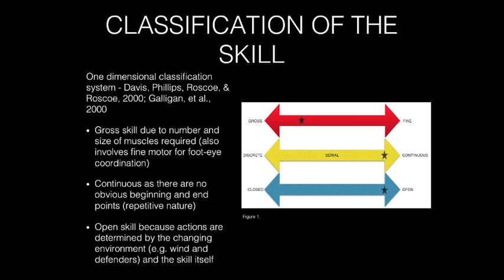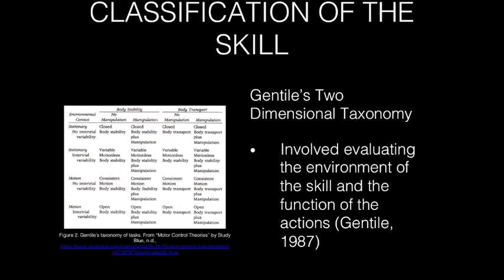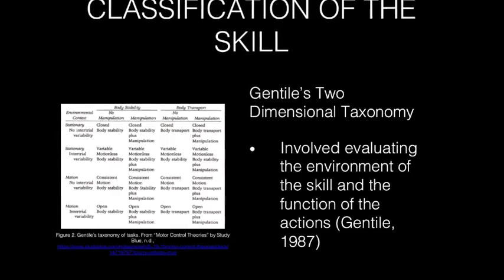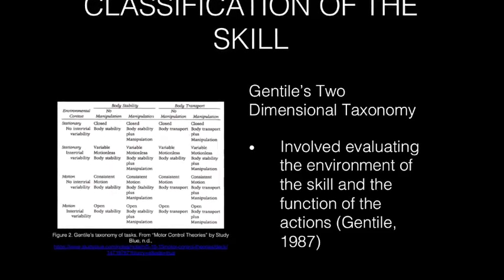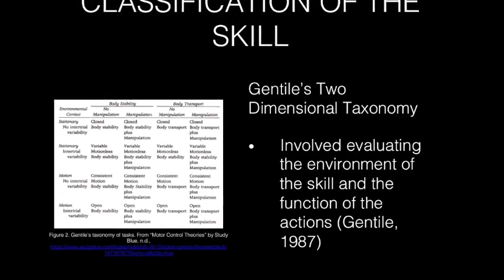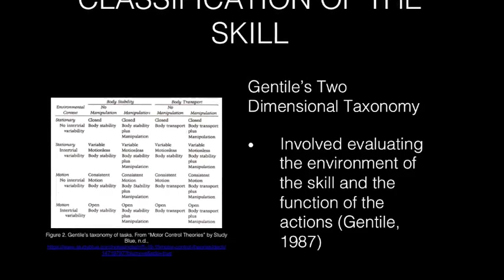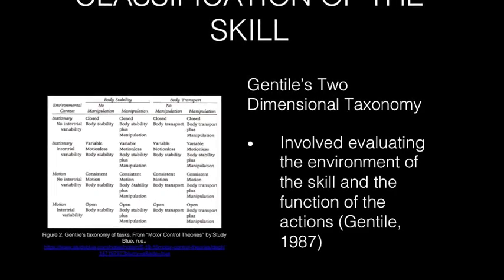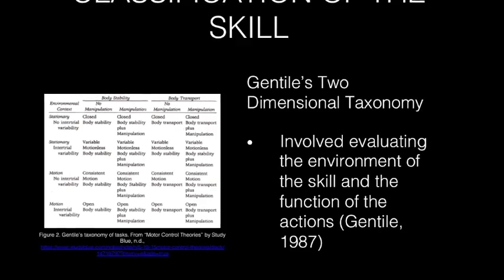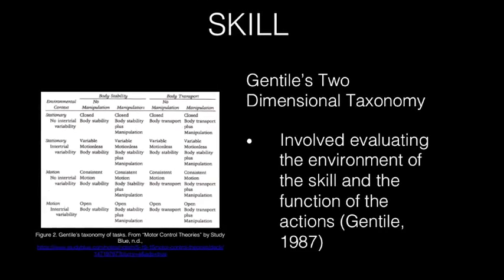Looking at size of primary musculature categorises dribbling as predominantly a gross motor skill. Distinctiveness of movements defines the skill as continuous. Open and closed classification puts dribbling as an open skill. In Gentile's two-dimensional taxonomy, soccer dribbling is 4D as the skill involves body movement, object manipulation, and has regulatory conditions that are ever-changing due to the environment.